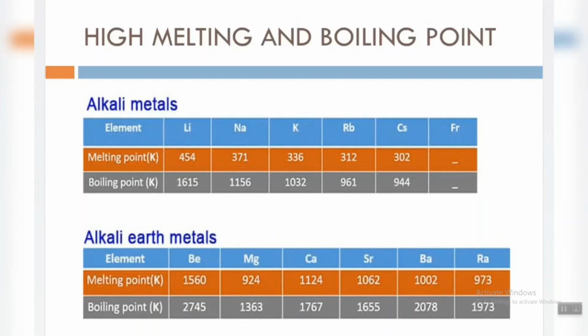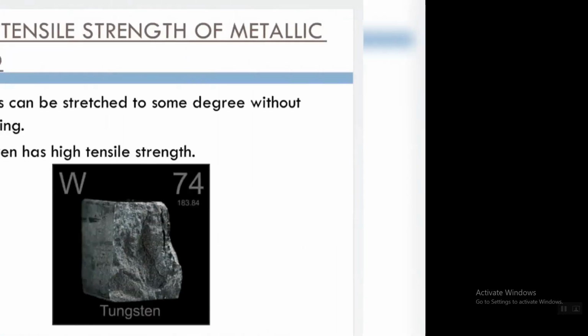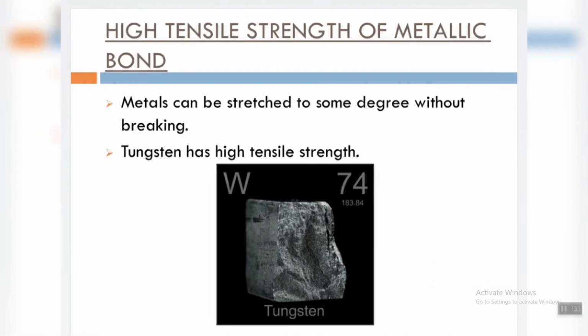And lastly, metals are malleable and also have high tensile strength. So what is the meaning of tensile? Tensile means metals can be stretched to some degree without breaking. Here is an example of a metal that has high tensile strength, which is tungsten.